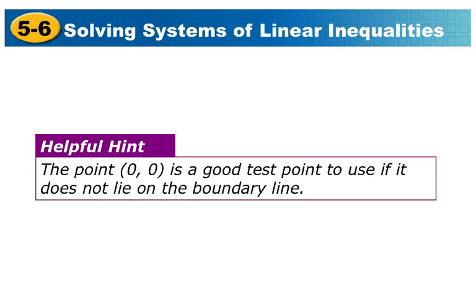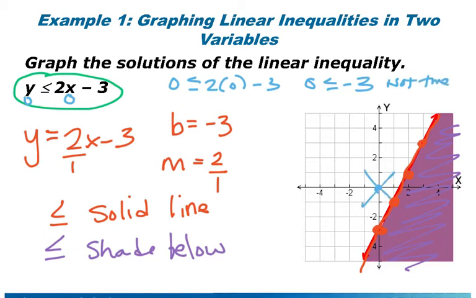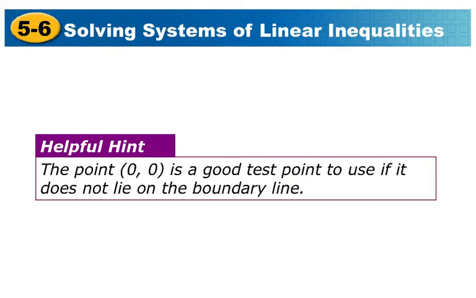A little helpful hint: the point (0, 0) is a good test point to use if you don't understand this whole below or above idea. You can take 0, 0 and say, if I put in a 0 here and a 0 here, is 0 less than or equal to 2 times 0 minus 3? Since 0 is not less than negative 3, that's not true, which means this side is not going to be shaded, but this side is. So you can always use that testing point if you want.